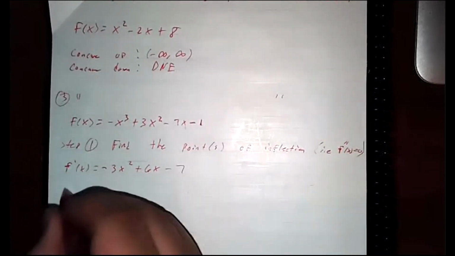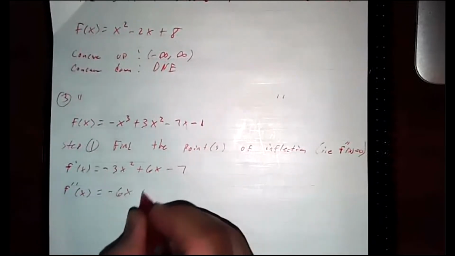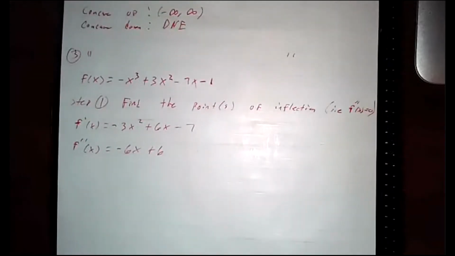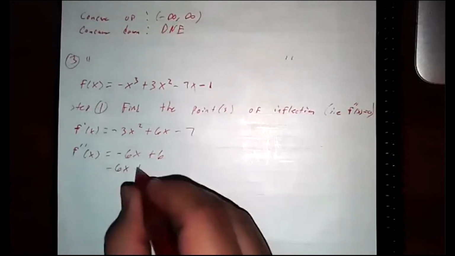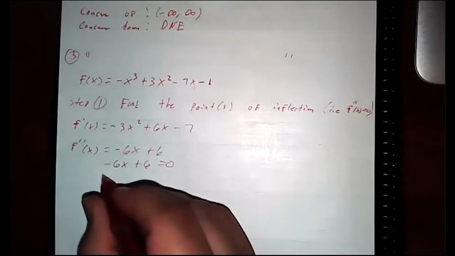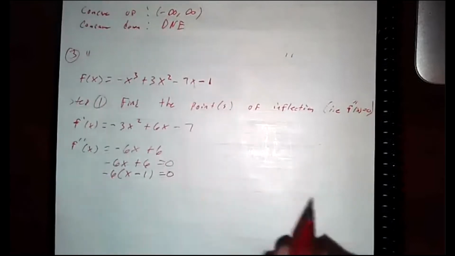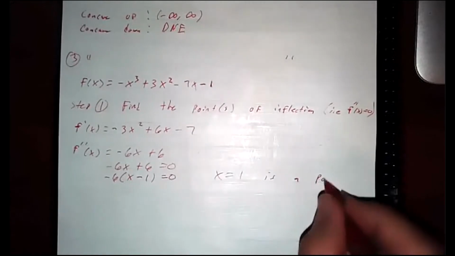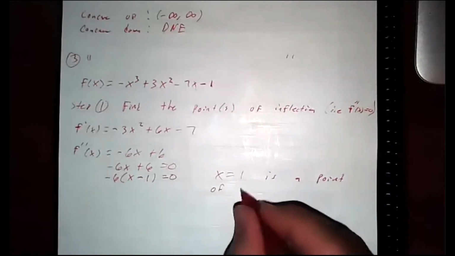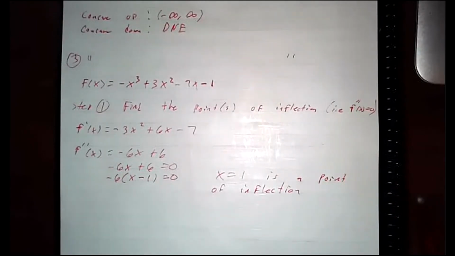And that's what I forgot. So that would give us negative 6x plus 6. Set that guy to 0: negative 6x plus 6 equal to 0. Factor the 6 out. So x equal to 1 is a point of inflection. Now, what does that mean? Let's look at the graph. It's a cubic graph.